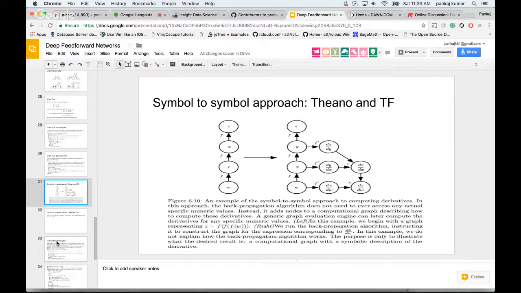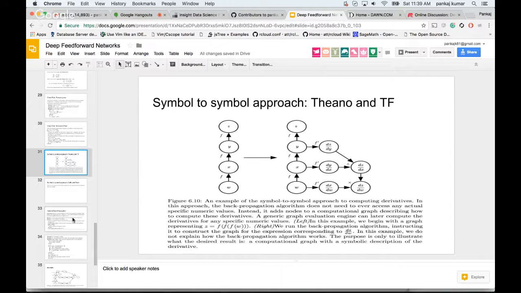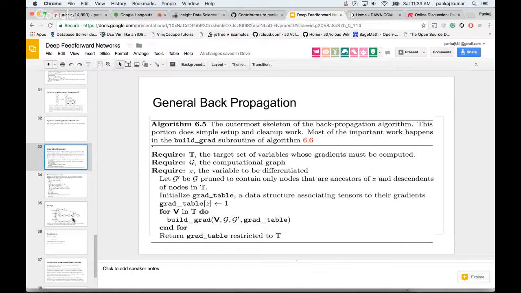We have another comment from the audience. Is it that in both Theano and TensorFlow, auto differentiation is already implemented? Yeah, this is how they do it. This is auto differentiation. Yes.